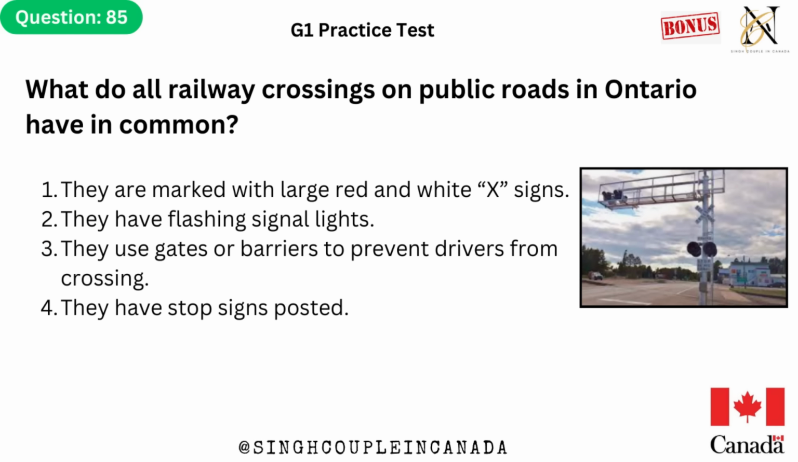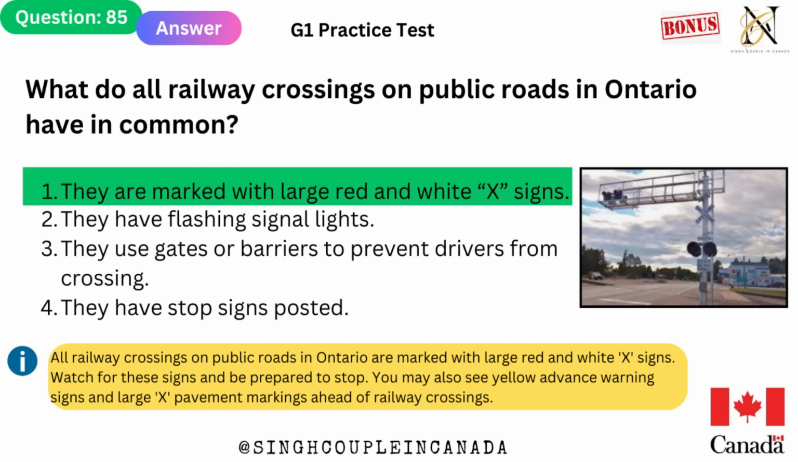What do all railway crossings on public roads in Ontario have in common? 1. They are marked with large red and white X signs. 2. They have flashing signal lights. 3. They use gates or barriers to prevent drivers from crossing. 4. They have stop signs posted. The answer is 1. They are marked with large red and white X signs.